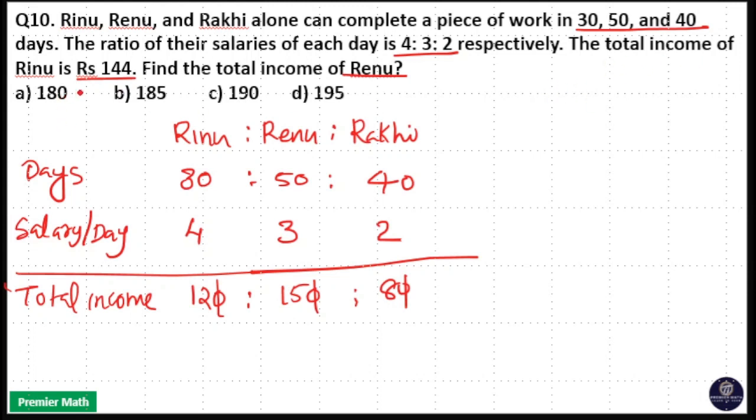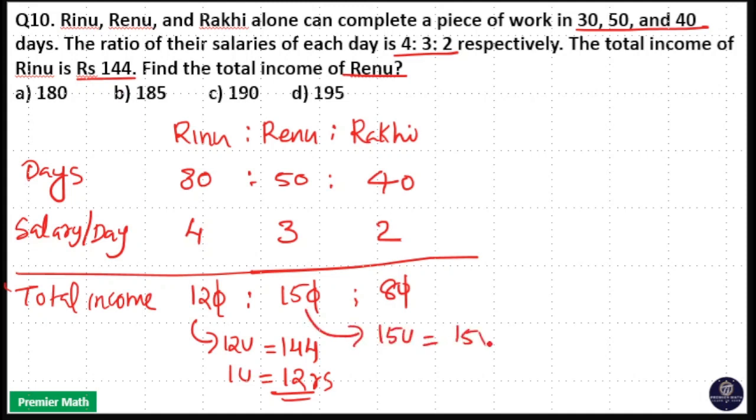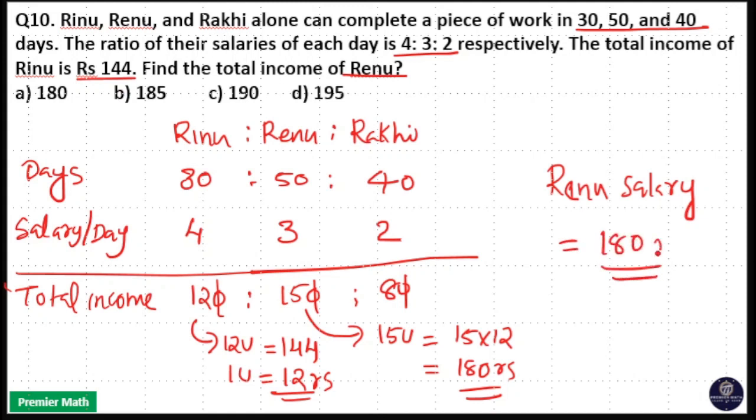But here total income of Renu is 144 rupees. That is, 12 unit is equal to 144 rupees. That means 1 unit is equal to 144 by 12 is equal to 12 rupees. That is, income of Renu is 15 unit. That is 15 into 12 is equal to 180 rupees. So Renu's salary is 180 rupees. Option A is your answer.